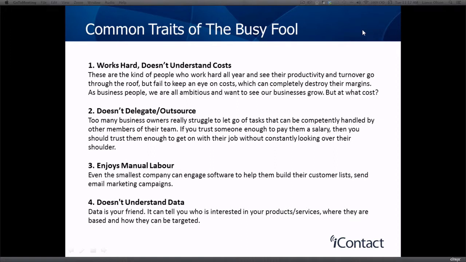A common trait for the busy fool, number 2, doesn't delegate or outsource. And again, too many business owners really struggle to let go of tasks that can be competently handled by other members of the team. If you trust somebody enough to pay them a salary, then you should trust them enough to get on with their job without constantly looking over their shoulders.